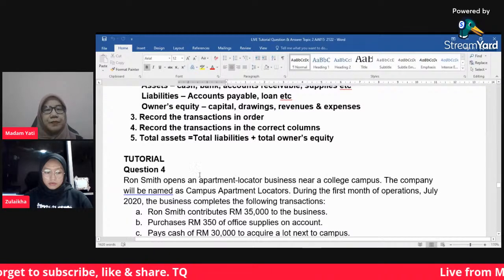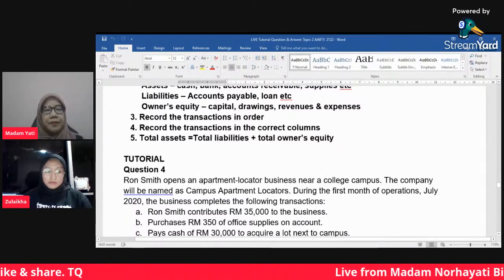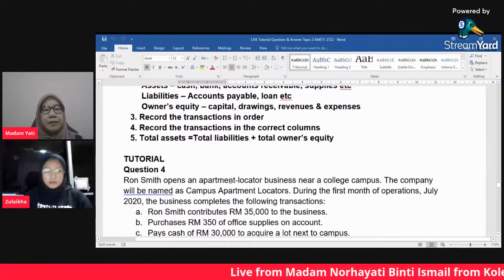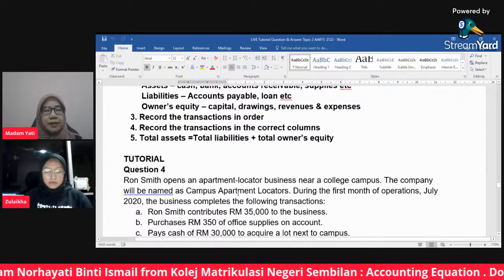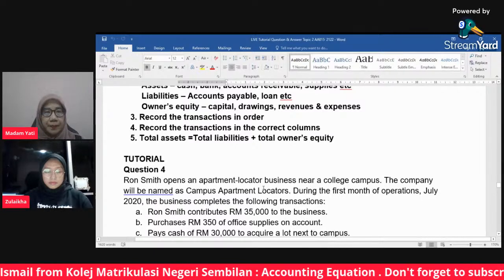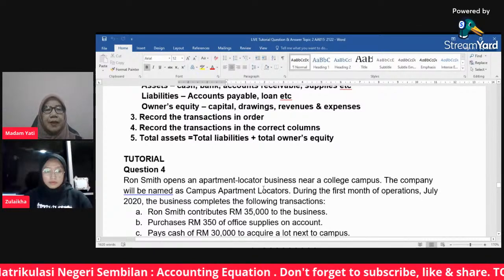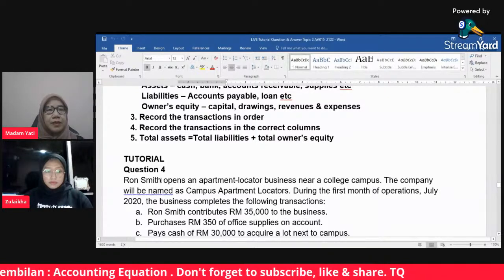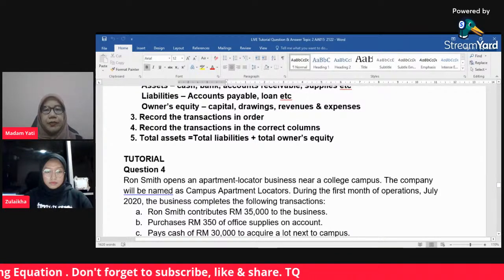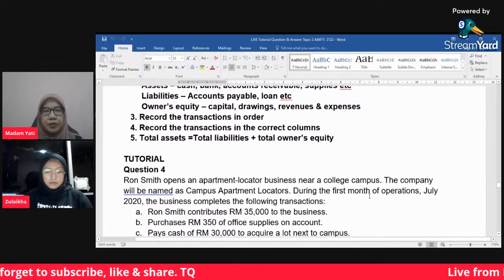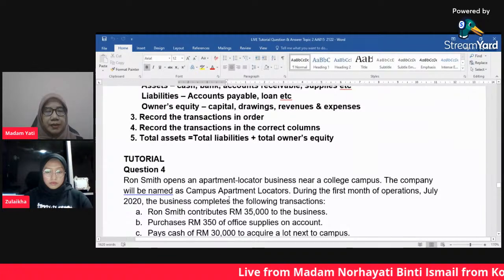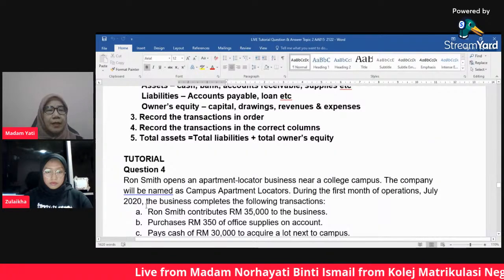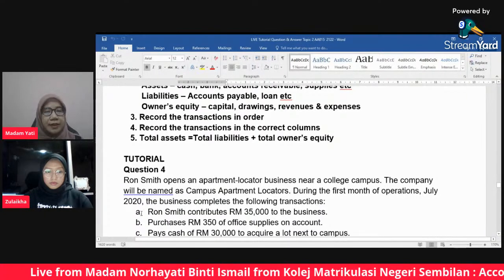So whose function is it? Ron Smith. He will prepare for the student apartment locator. Okay, the company will be named Campus Apartment Locator. So this is the name of the company or the business, Campus Apartment Locator. And this one is the name of the owner. During the first month of operation, July 2020, the business completes the following transactions. Based on the, okay, they did not give the date, never mind, but they gave A, which means still in order.